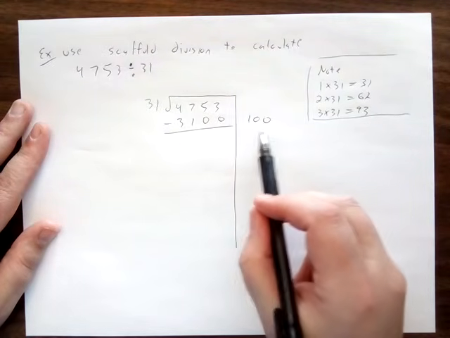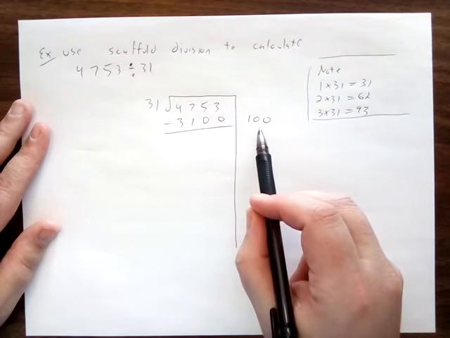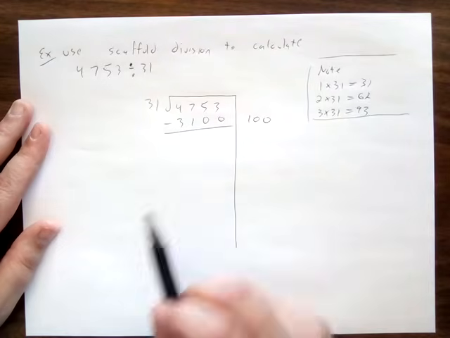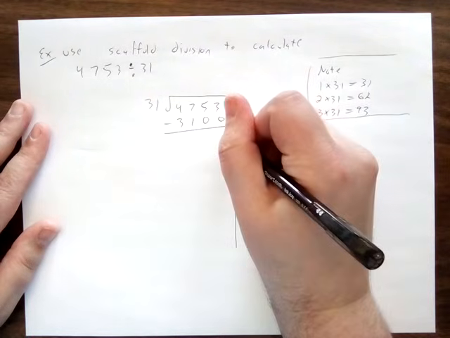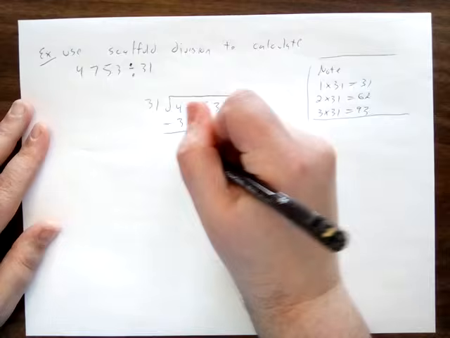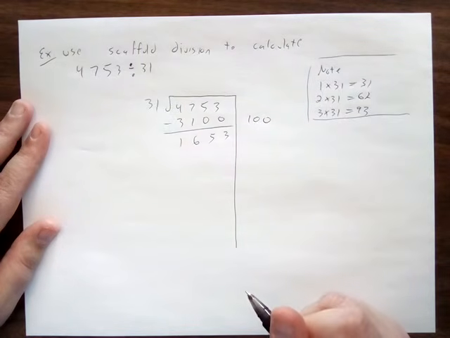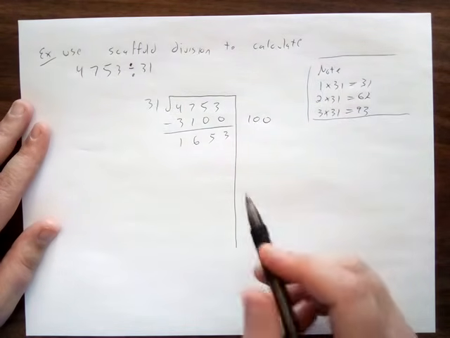Here I'm writing the number of groups of 31 that I'm removing along the side, and this is where my work will be done with all my little subtractions. So I'll subtract away, and you can subtract from left to right or right to left, however you'd like it. And now we continue on.